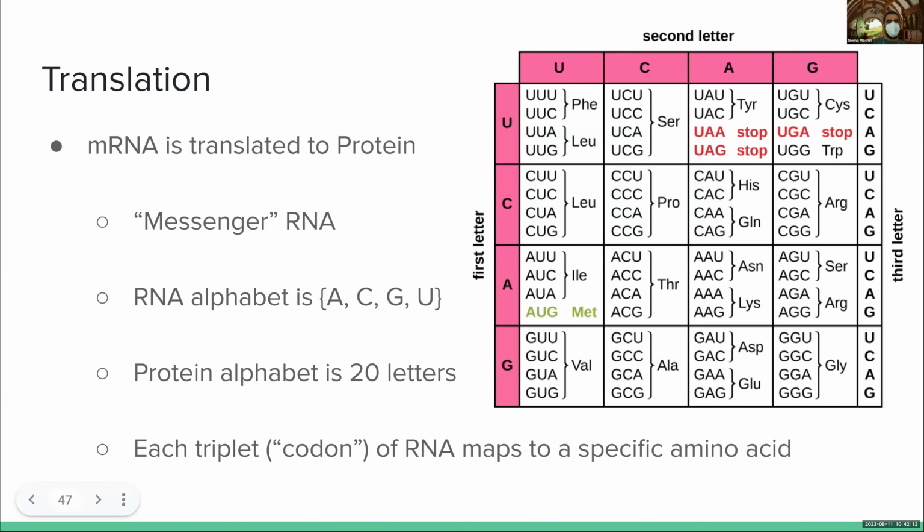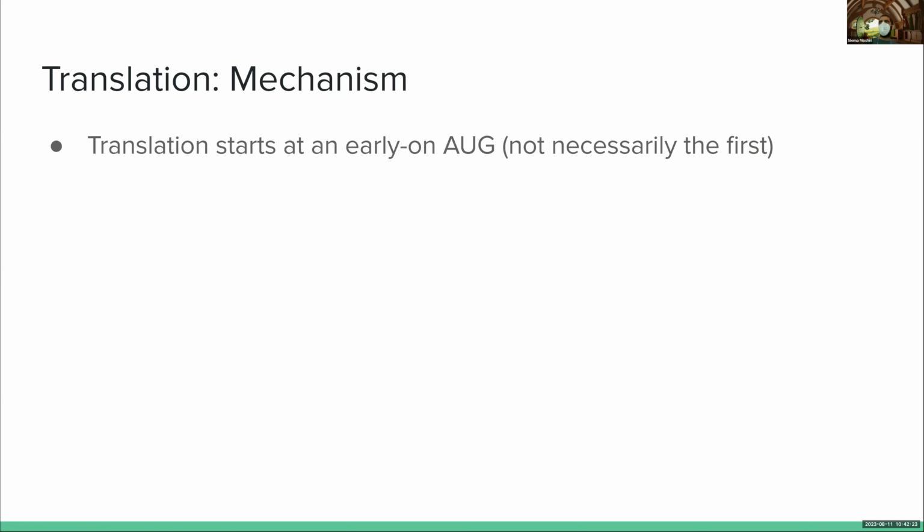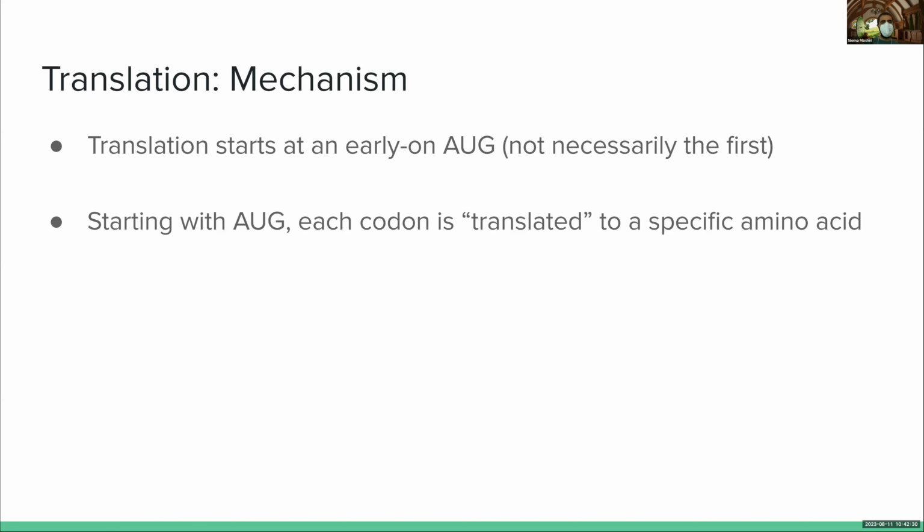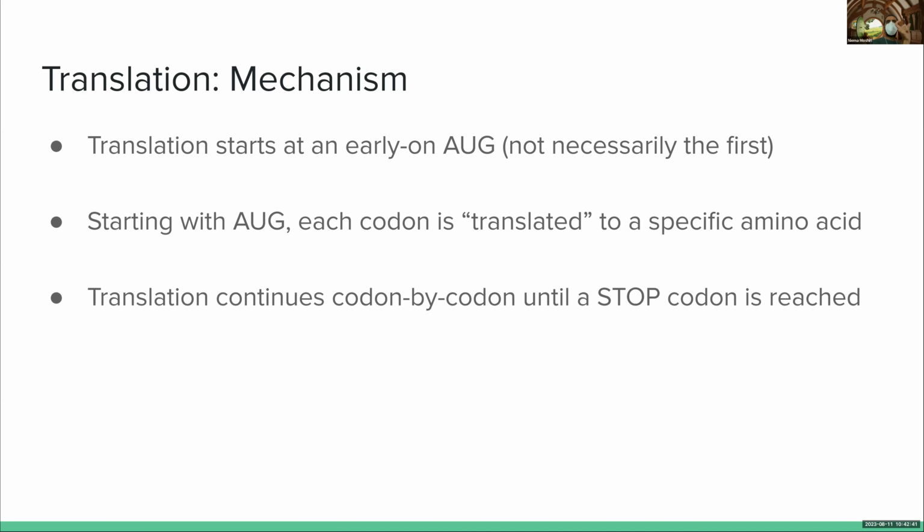So some things that I want to highlight here, there's this AUG that's highlighted in green. There's also those 3 things highlighted in red that say stop. Translation starts with an early on AUG. So if I have this RNA molecule, translation starts with one of the early on AUGs. Then starting from that AUG, I translate each 3-letter window piece by piece, looking it up in that table and converting it to the corresponding amino acid. And the moment I hit one of those 3 red stop codons, I stop translation. My protein is done.